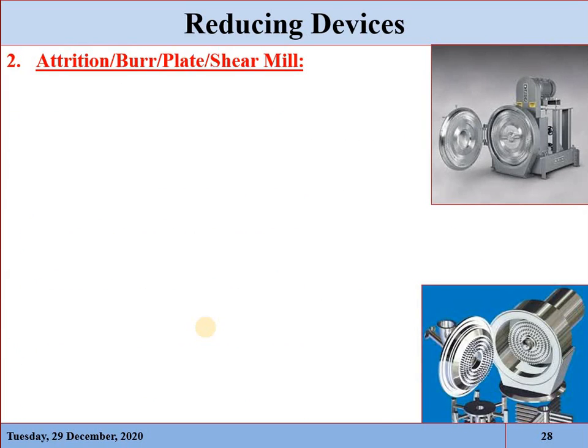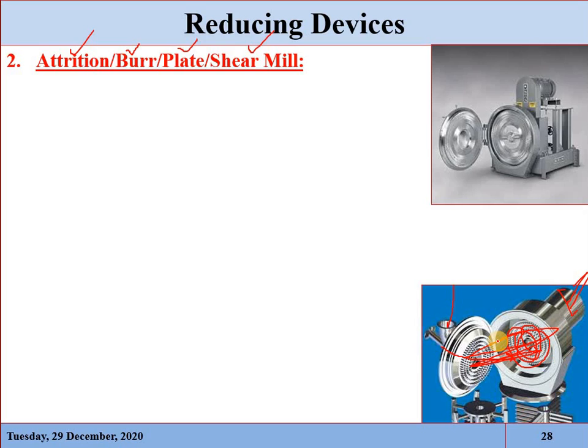The second size reducing device is called the Attrition Mill, also called the Burr Mill, the Plate Mill, or the Shear Mill. Just look at the construction. The product is introduced here, and then this plate is closed over here, and the product comes here. Due to the rotation of this plate with the help of a shaft attached to a motor, the product in between these two plates is ground, that is, milled.